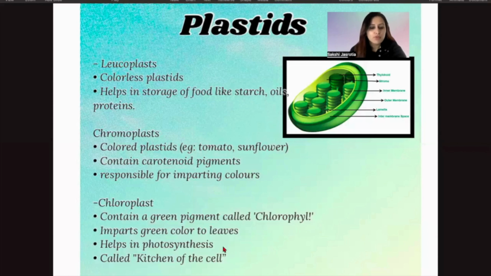It helps in photosynthesis and also it is called the kitchen of the cell. Just as the leaf is called the kitchen of the plant, likewise this chloroplast is the kitchen of the cell. Why? Because chlorophyll is present here, which helps in photosynthesis, right?